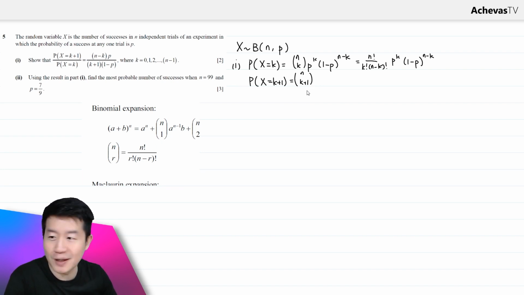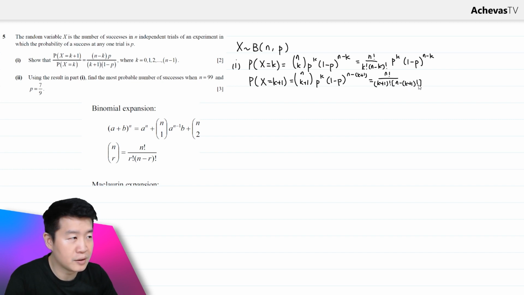Yep, it is good for us to be manipulating this, like what Claire is saying, using factorial notation. Then p to the power of k, then 1 minus p to the power of n minus k plus 1. If I were to re-express this according to the binomial expansion, the n choose r, it is going to be n factorial divided by k plus 1 factorial, then n minus k plus 1 factorial. Then we have p to the power of k, then 1 minus p to the power of n minus k minus 1. Let me just simplify this a little bit. So I have n factorial divided by k plus 1 factorial, then n minus k minus 1 factorial, then p to the power of k, 1 minus p to the power of n minus k minus 1.